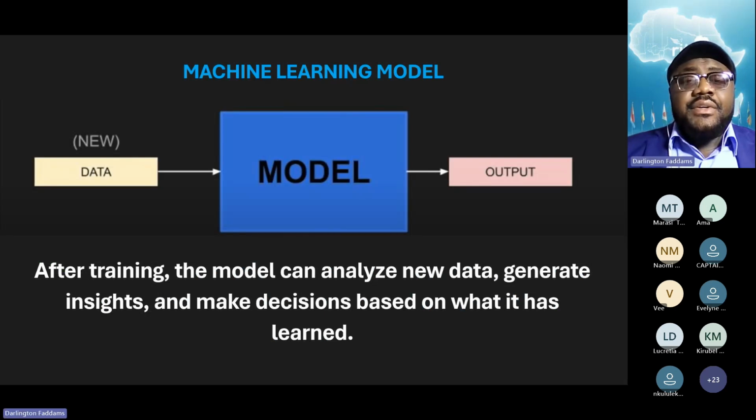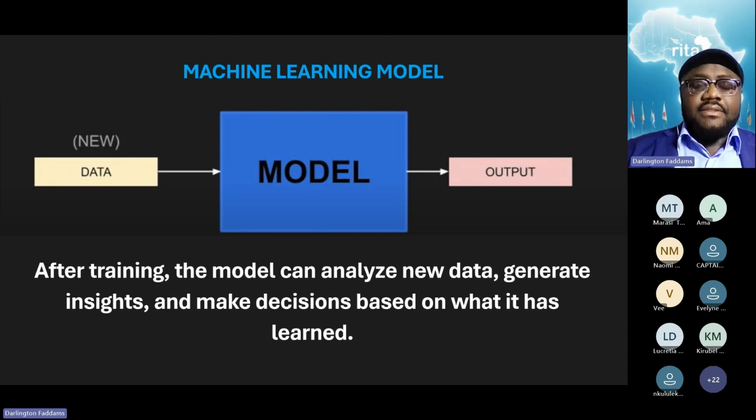At the end of the day, you create something we call a model. This model is an intelligent system that can analyze new data and make decisions based on what it has learned. So the field of machine learning is the field of training a model. Please type that in the chat: training a model. All you have to do in this class is to learn how to train a model.